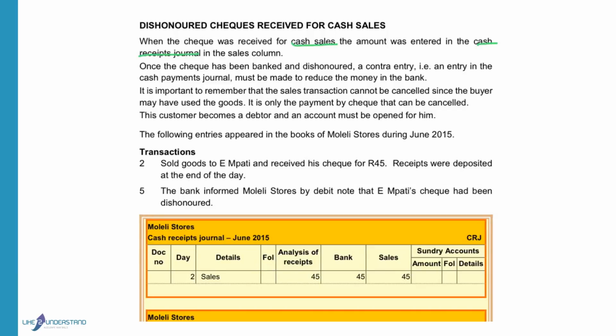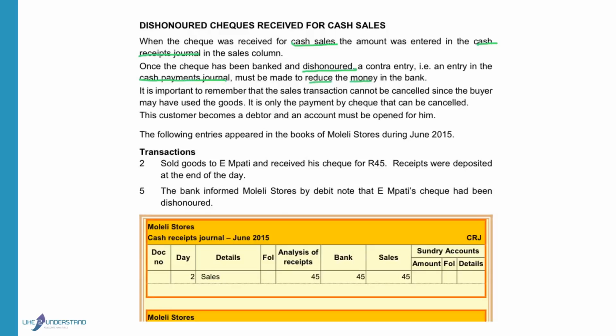Once this cheque has been banked and it's dishonoured, it means the bank sends this cheque back. A contra entry must be completed to cancel the original entry. So this entry will be completed in the cash payments journal so that we can reduce the money in the bank, because now we don't have that money in the bank anymore.